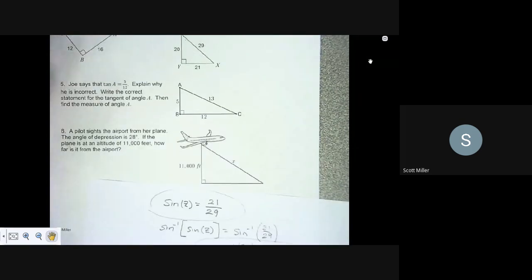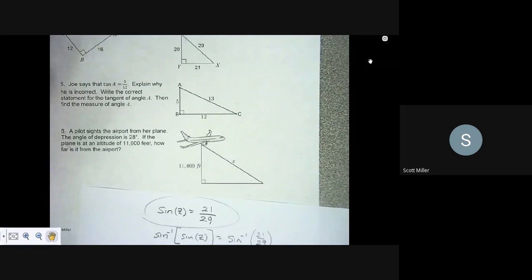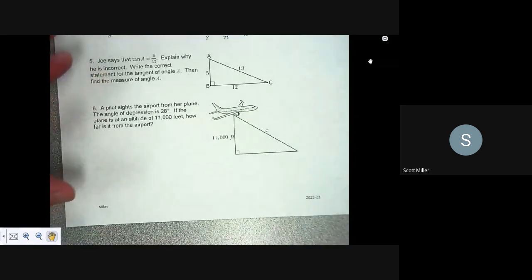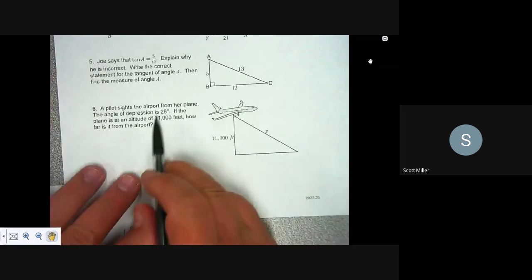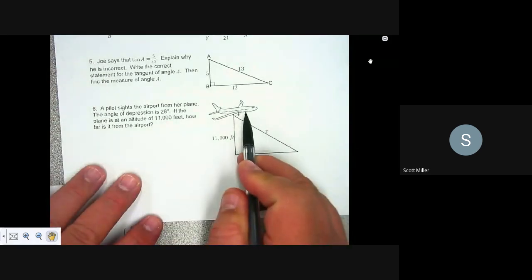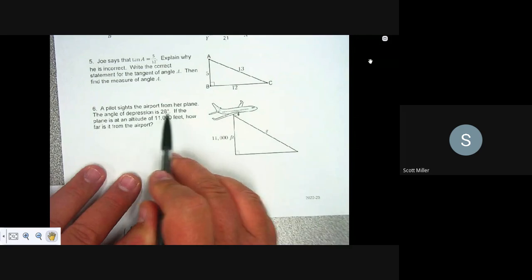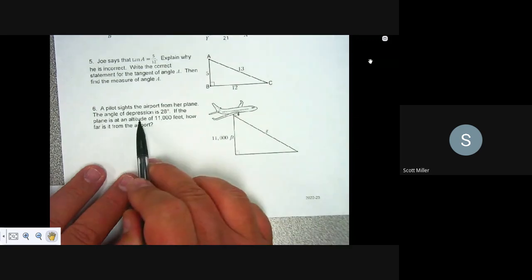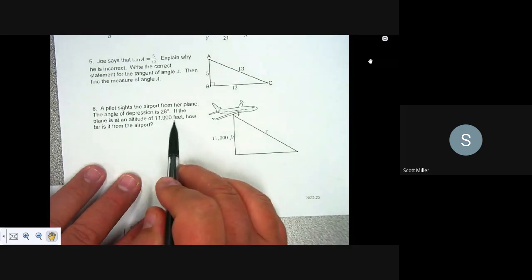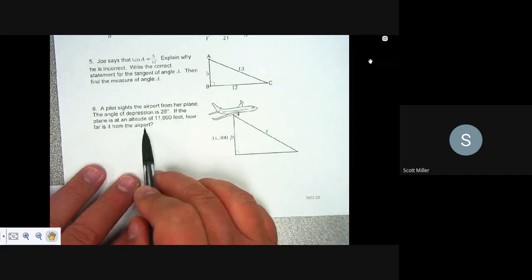And let's see. We can do one more here. Let's do the pilot. A pilot sights an airport from her plane. The angle of depression is 28 degrees. If the plane is at an altitude, that means height, of 11,000 feet, how far is it from the airport?